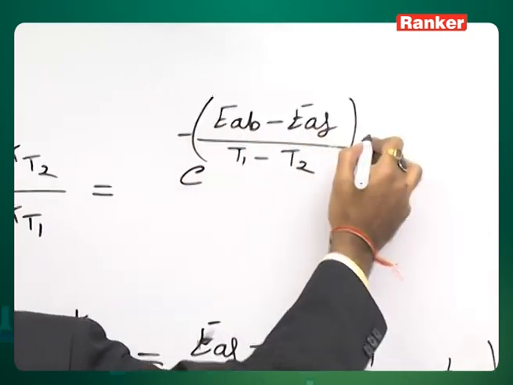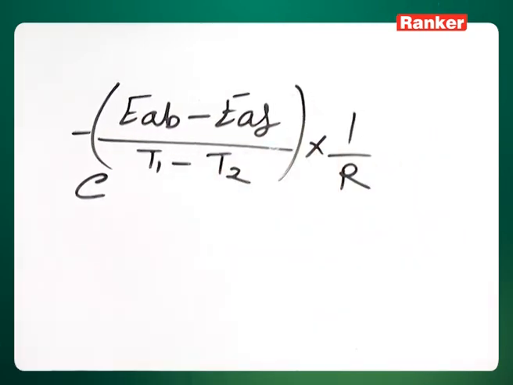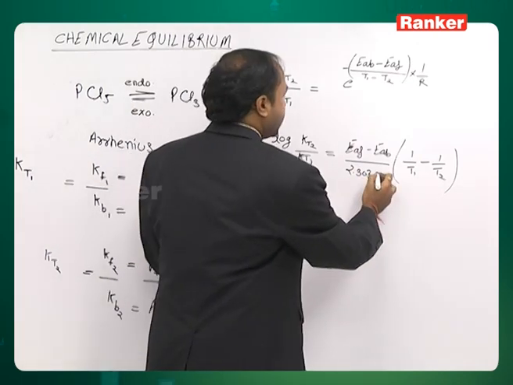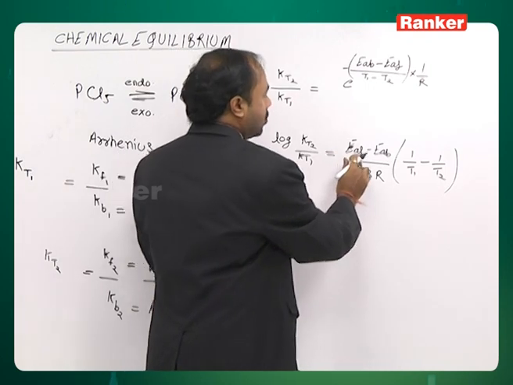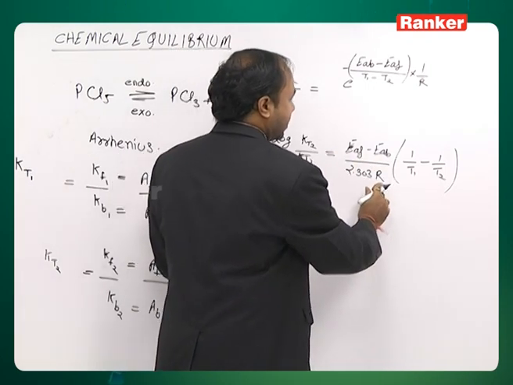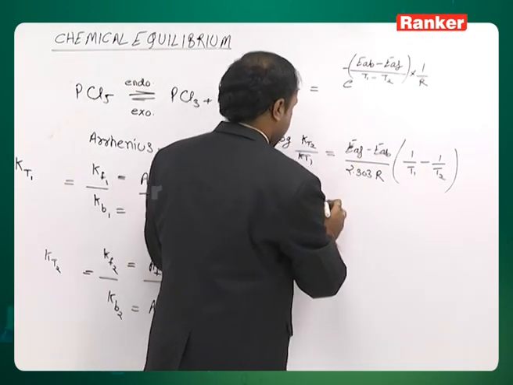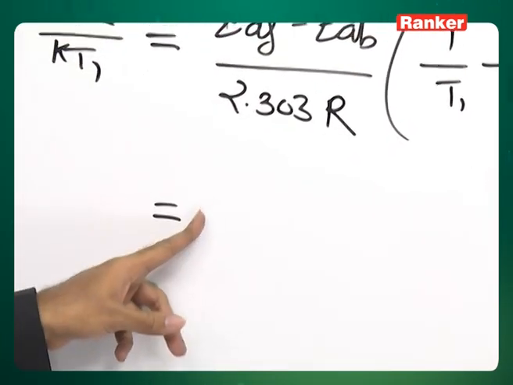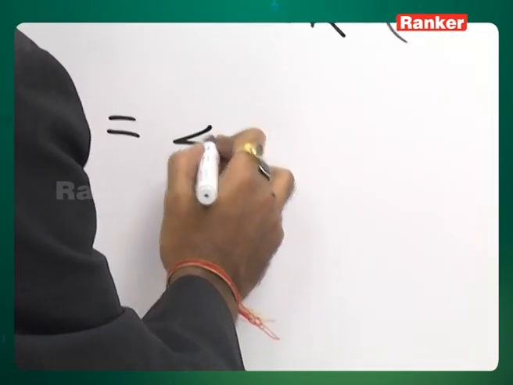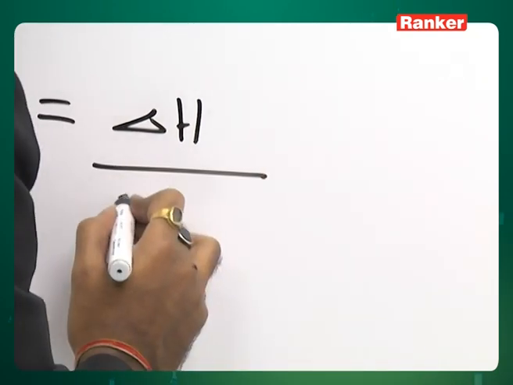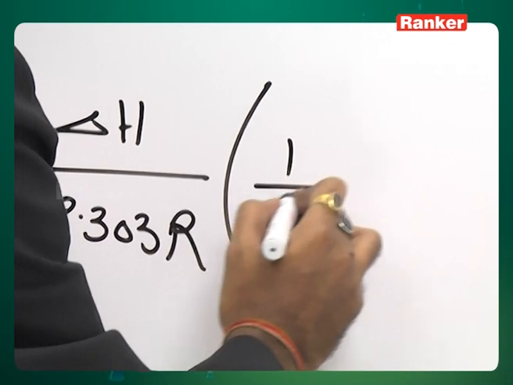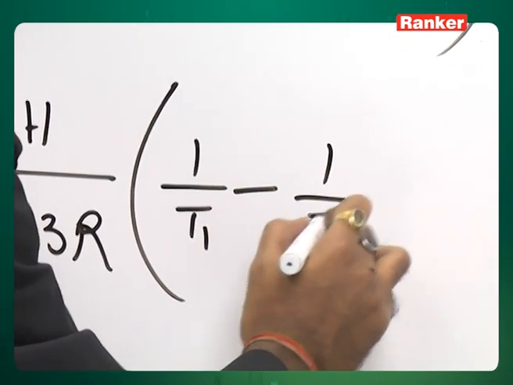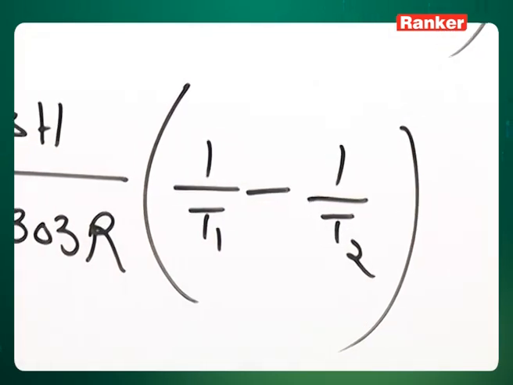This will be here 1 by R into 1 by R here. Okay, so upon 2.303 R, log K2 by K1 equal to EAF minus EAB upon 2.303 R, 1 by T1 minus 1 by T2. This becomes equal to delta H upon 2.303 R into 1 by T1 minus 1 by T2, right?